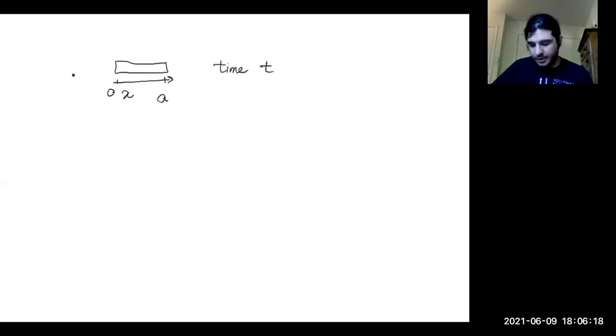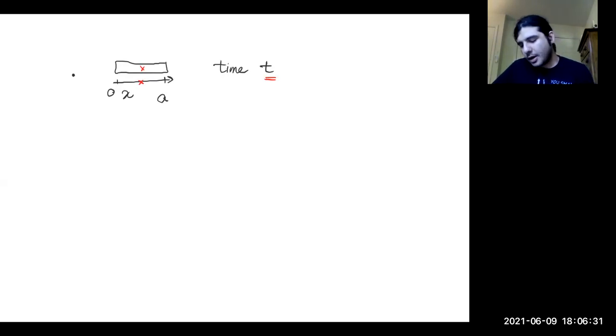We are looking for some space, some rod or something like that. We have some x-axis. It starts at x equals 0, goes to x equals a. That's one parameter, and then we have another parameter, time t. And then we have a function which depends on the point x. It depends on what point x we are at and what time t it is. It's like looking at the temperature of a bar or something like that.